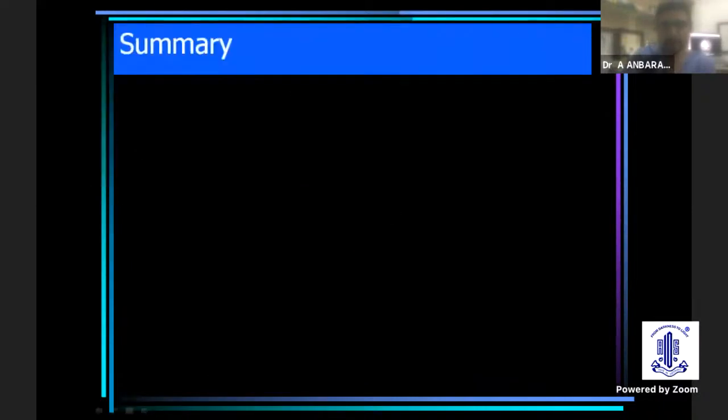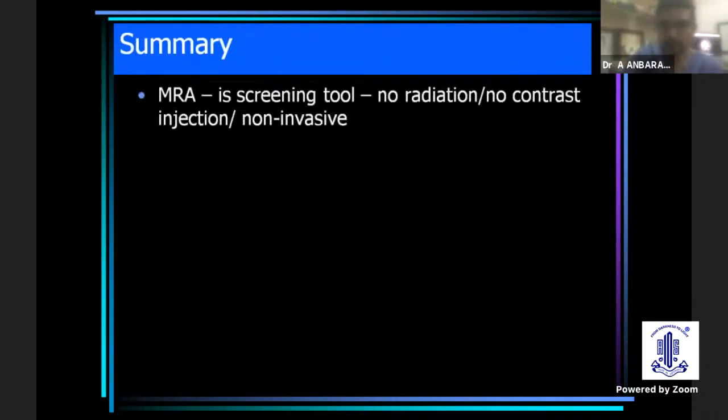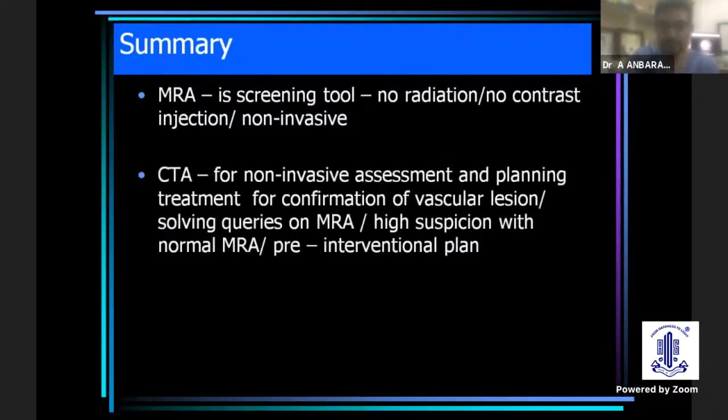So in summary, the MRA is a screening tool. There is no radiation involved and there is no need for any contrast injection. It is a non-invasive technique. It takes some time to complete. CT angio is now very commonly used because it's a non-invasive assessment and for planning the treatment and confirmation of a vascular lesion. If you have queries on MRA or doubt on MRA, then CTA clarifies it. High suspicion with a normal MRA, then you do a CTA.